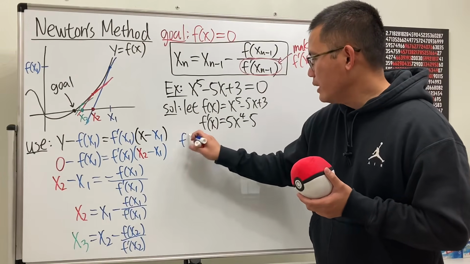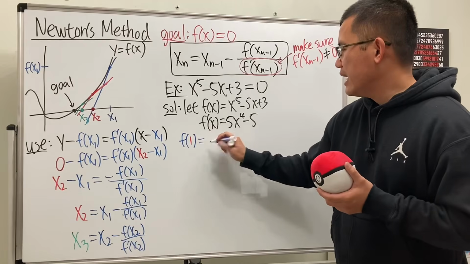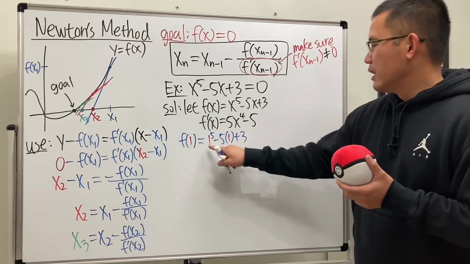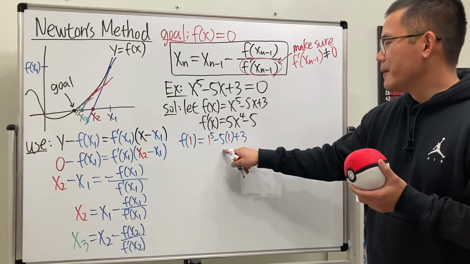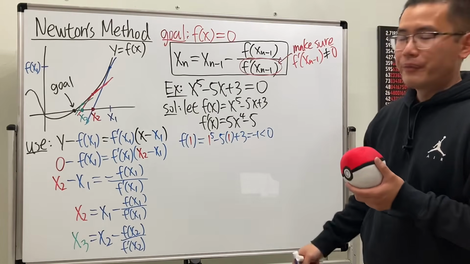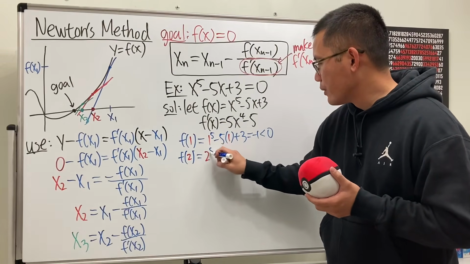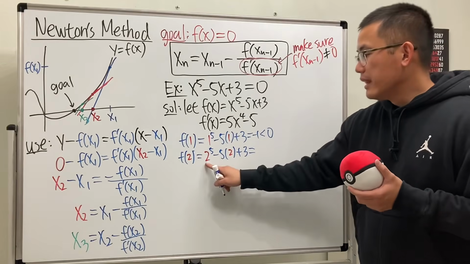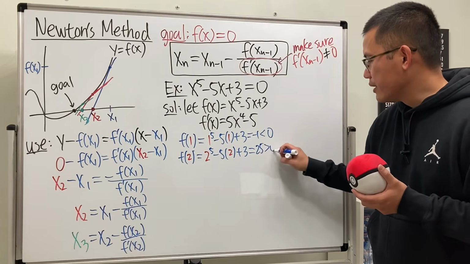Notice the following. When we have f of 1, if we put 1 into here, we get 1 to the 5th power minus 5 times 1, and then plus 3. What's this? This is negative 4 plus 3, which is negative 1, which is less than 0. And then if we do f of 2, this is 2 to the 5th power minus 5 times 2, and then plus 3. That's 35 minus 10, which is 25, and it's greater than 0.